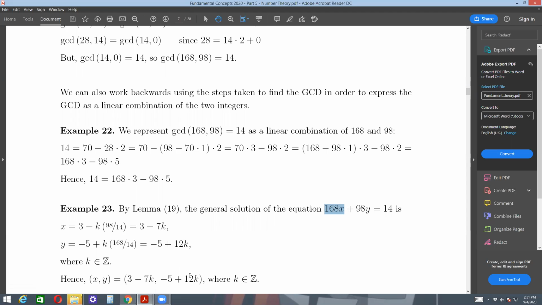So you could try, no matter what the value of k is, you'll get a solution. When k is 0, I'll get back the original one. I'll get 3, minus 5. When k is 1, I'll get minus 4 and 7. So you could try that. Minus 4 times 168 plus 7 times 98 will in fact give you 14. Right? And any value of k substituted here will give you a solution. Like I said, there are infinitely many solutions.